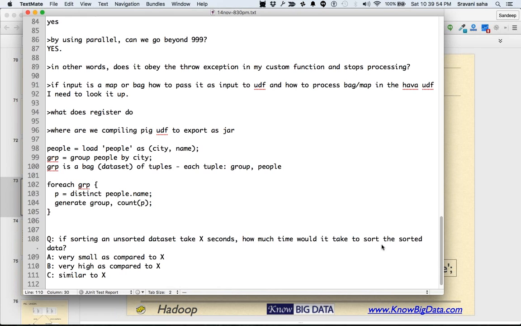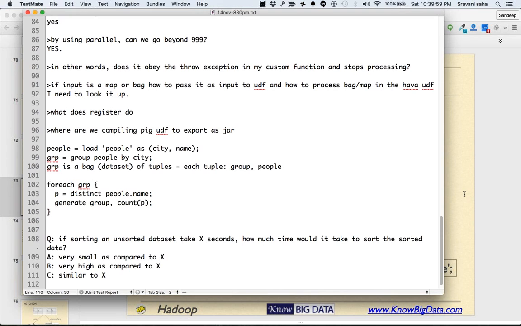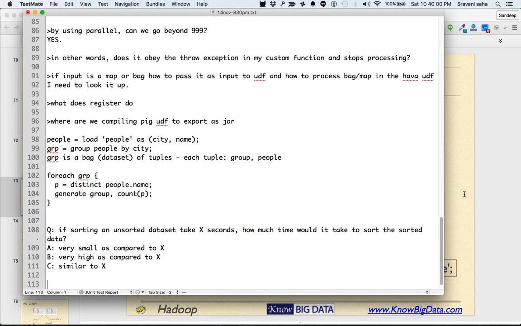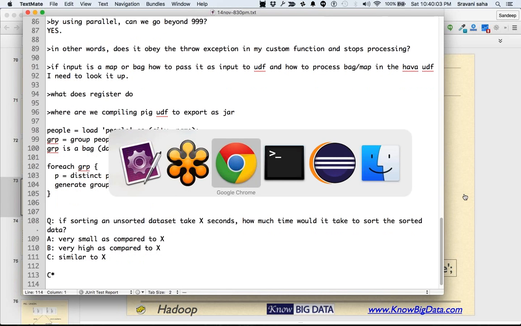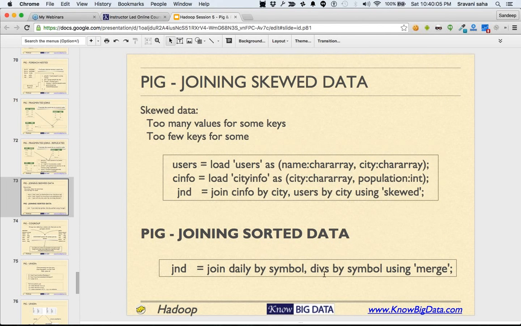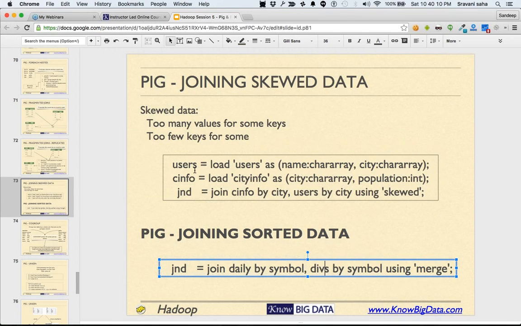Correct. Thank you, Ravi. Thank you, Ganpati. Thank you, Sridhar. Yes, it will be C. Very similar. I mean, it will be similar, not even less, actually. So sorting the sorted data is a very interesting challenge, and sometimes it can actually take more time.